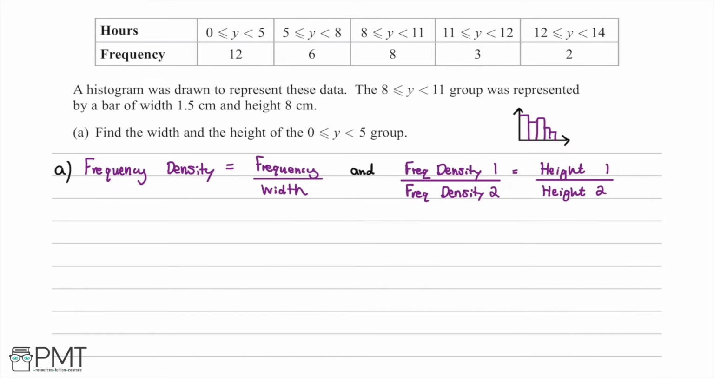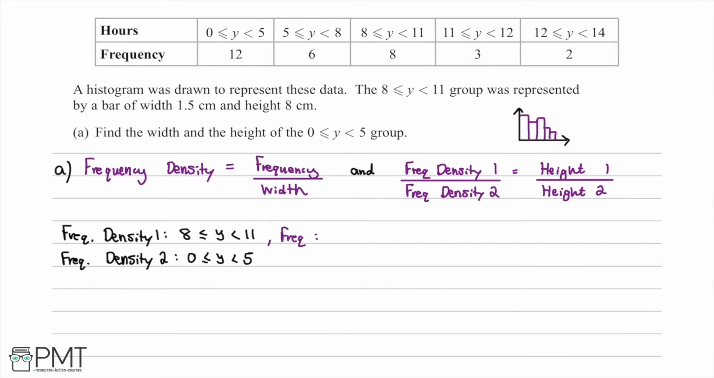So we're going to start off by working out both the frequency densities. We're going to say that frequency density 1 corresponds to the 8 to 11 group, and frequency density 2 is going to correspond to the 0 to 5 interval. Therefore, we can now use this equation here and work these out. So we'll just note down the information. The frequency of this group is going to be 8, and the frequency of the second group is going to be 12, reading them off our table.